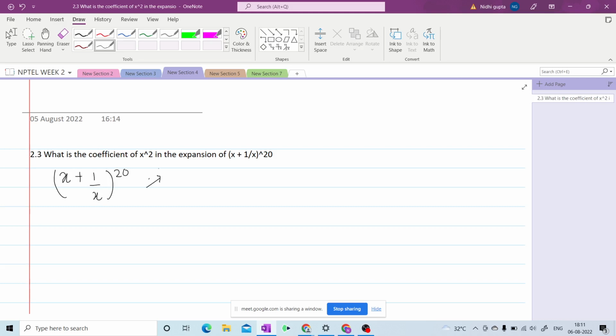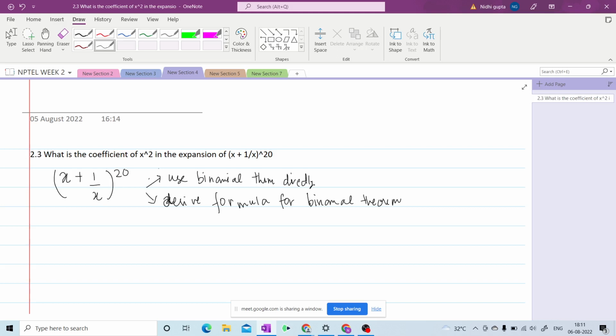There are two ways. Either we can directly apply the formula of binomial theorem, or we can derive the formula of binomial theorem. So, use binomial theorem directly, or second, derive the formula for binomial theorem. Since we can derive the formula using the combinatoric method, we'll do the second thing.